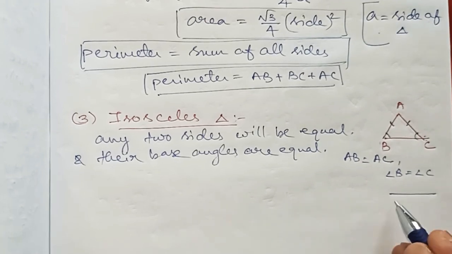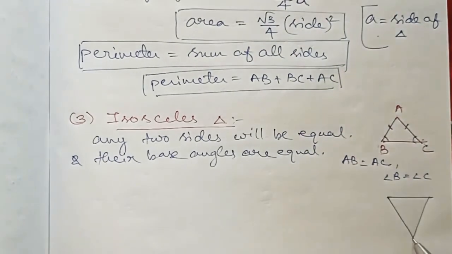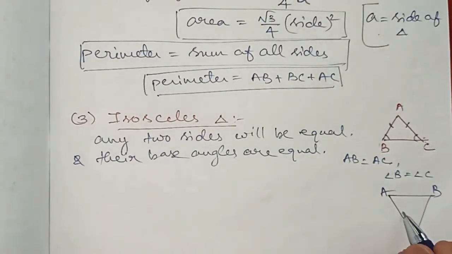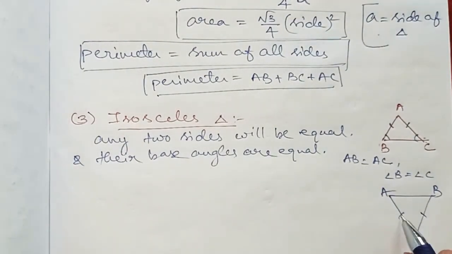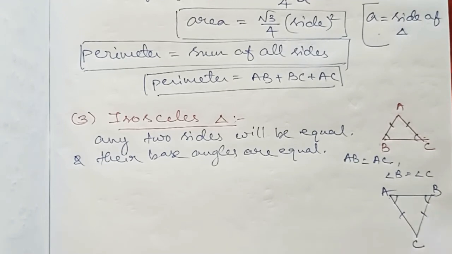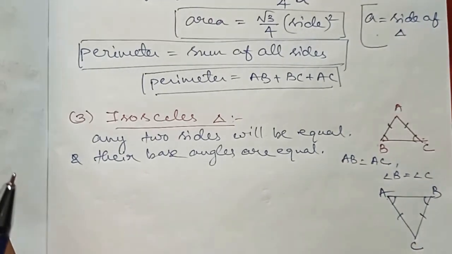One more diagram. Suppose this is an isosceles triangle ABC, and suppose these two sides are equal. So their base angles, where it has joined up to AB, these two angles will be equal. So their base angles are equal. Now, what is the area of this triangle?